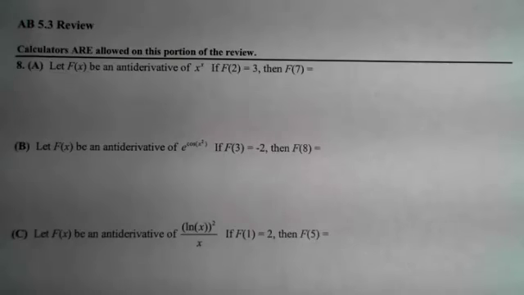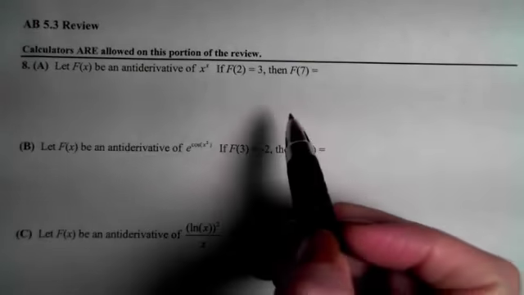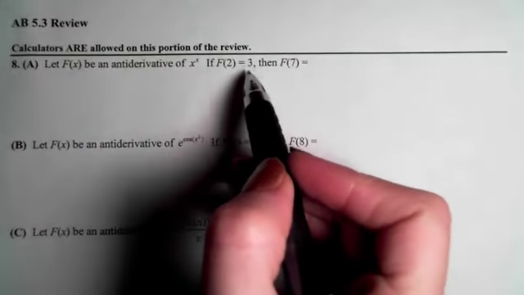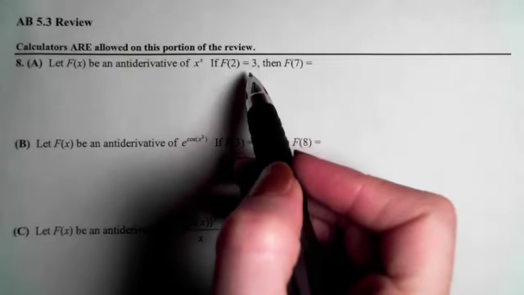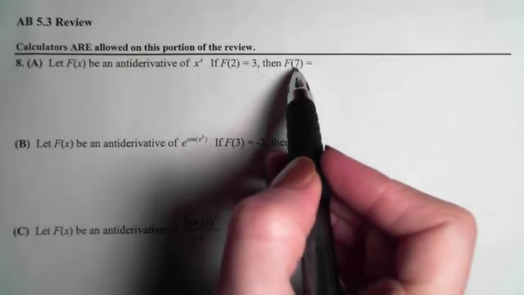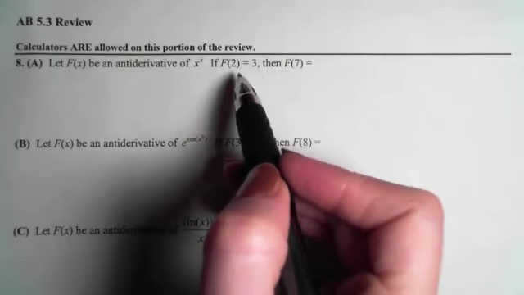This is the 5-3 review, number 8. Calculators are allowed. In fact, they're going to be required. In all three of these, we are looking for an antiderivative when we know a point that the antiderivative passes through, and then we want to find the y-coordinate that goes with a second point on the antiderivative.